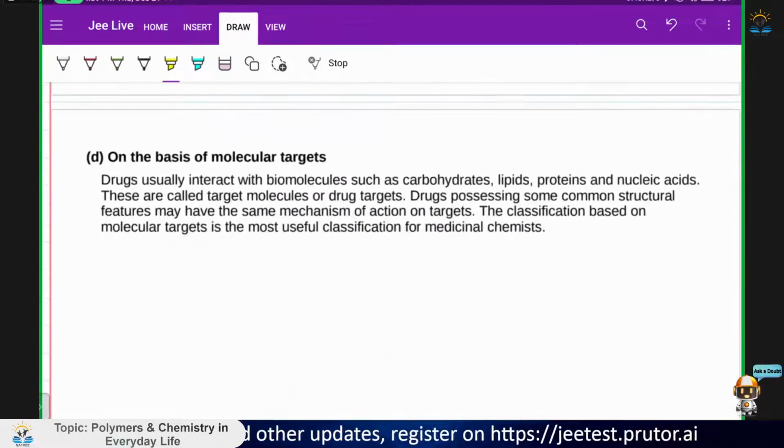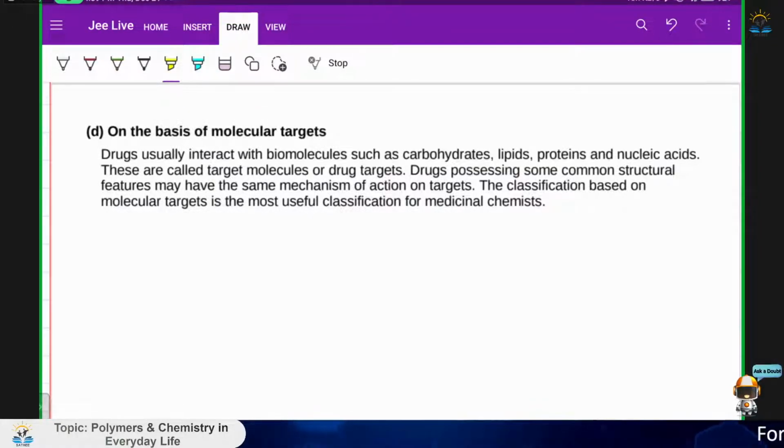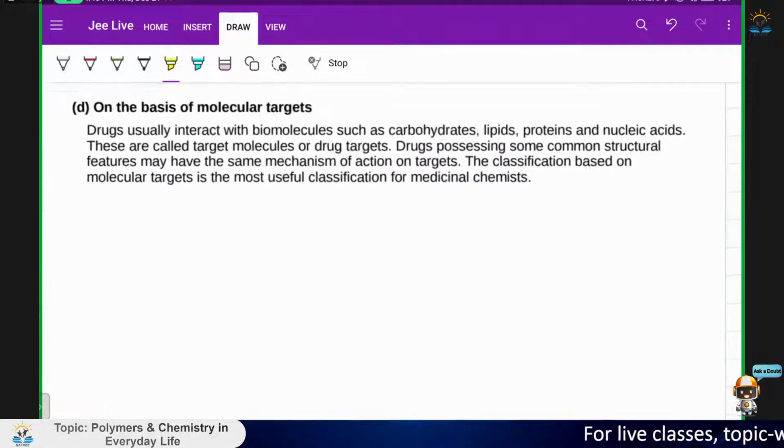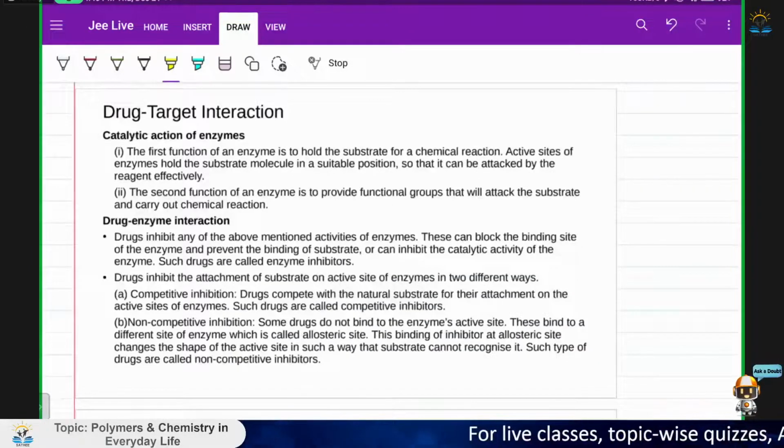Now on the basis of molecular targets, drugs usually interact with biomolecules such as carbohydrates, lipids, proteins, and nucleic acids. These are called target molecules or drug targets. Drugs possessing some common structural features may have the same mechanism of action on a target. So some receptors or targets are targeted by a group of drugs. So according to which receptor it is acting on, we can also classify drugs. We will learn about drug target interaction.